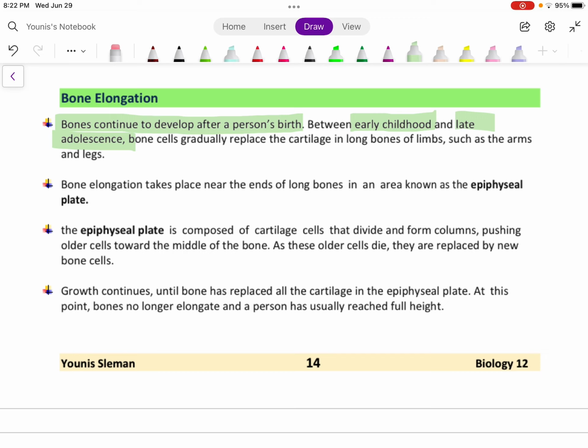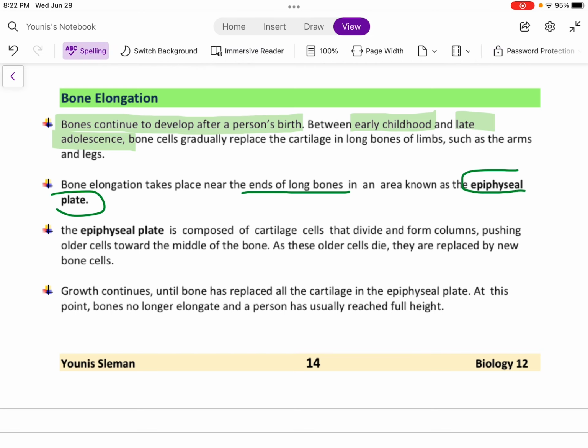Now that was about the time, when. And where does bone elongation take place? It is mentioned here, the end of long bones. What is this region called? The epiphyseal plate.